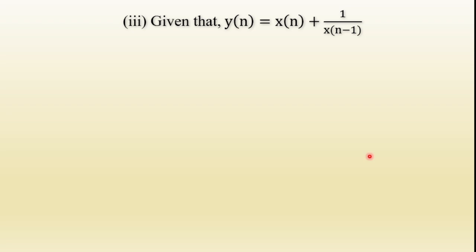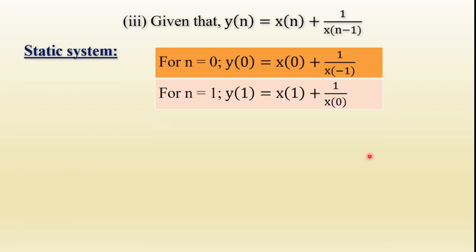Next, coming to the third bit. Given that the system y of n is equal to x of n plus 1 by x of n minus 1. First, verify static or dynamic system. In the given system, substitute different values of n, and first substitute n is equal to 0. For n is equal to 0, then y of 0 is equal to x of 0 plus 1 by x of minus 1. Here the present value is 0. The output of the system depends on the present value of the input and the past value of the input. Hence the given system is a dynamic system.